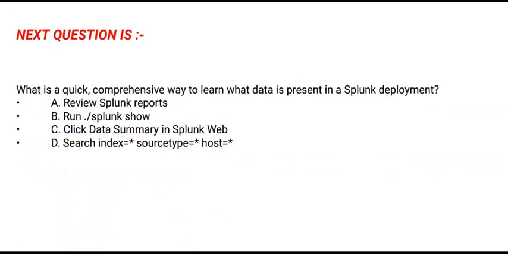Next question is, what is a quick, comprehensive way to learn what data is present in a Splunk deployment? Options are, option A, review Splunk reports. Option B, run /splunk show. Option C, click data summary in Splunk web. And option D, search index is equal to star, source type is equal to star, host is equal to star. The correct option is option C.